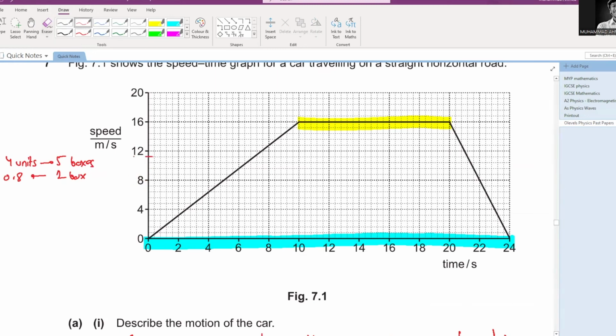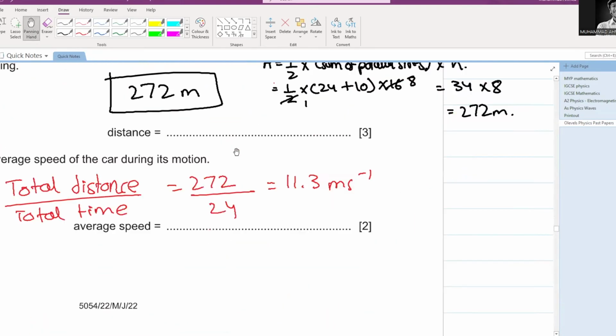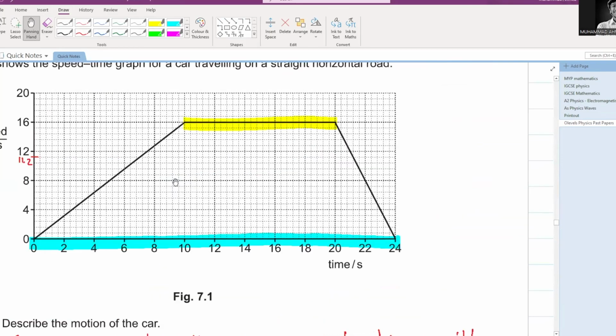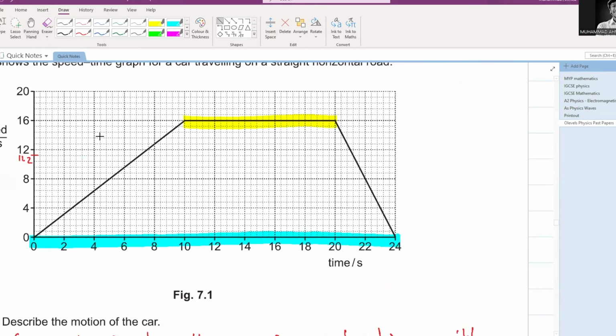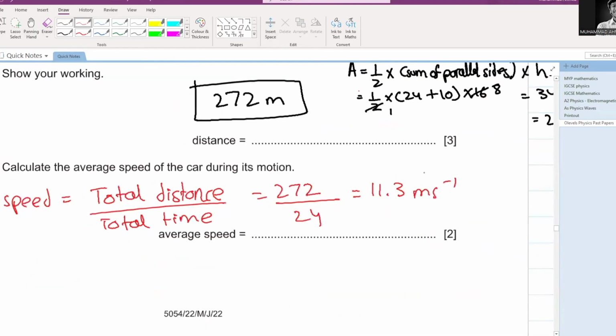You have to mark a speed of what? 11.3. So maybe just a little above this, just a little above this, something like this. Make sure you have a sharp pencil and just a little above it, like this. Yes, like this. This will be your graph. Perfect. Let's move ahead.